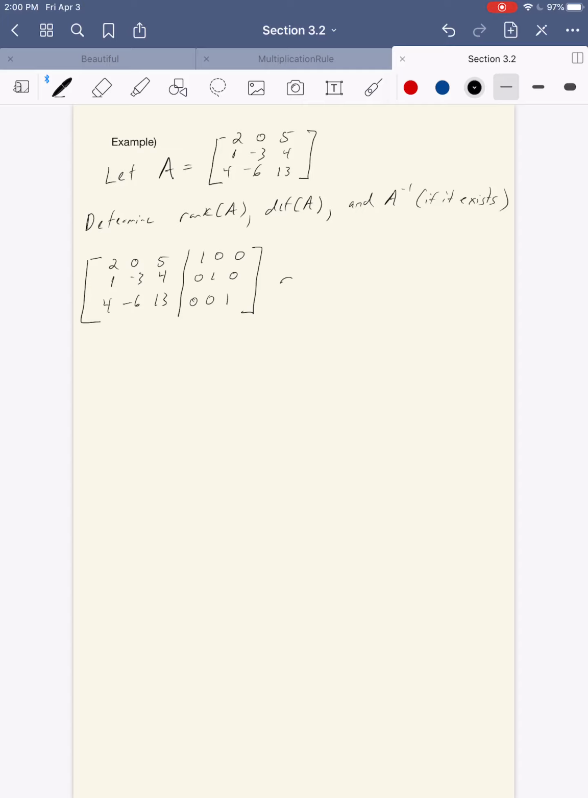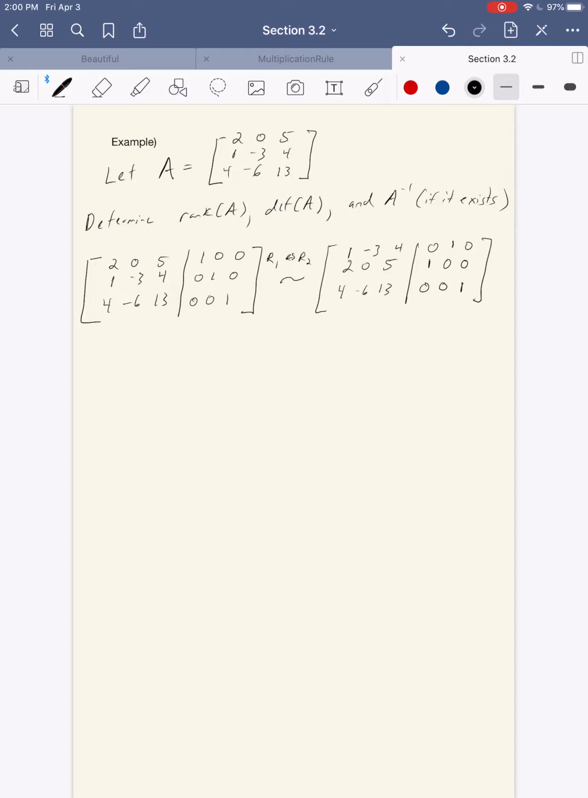So what would be a good beginning? Well, you could divide through that top row by 2, but that might make things a little bit messy. So maybe it's better to interchange row 1 and row 2. So let's go ahead and do that. So that's going to be 1, negative 3, 4, and then 0, 1, 0. Then 2, 0, 5, 1, 0, 0, and then of course the bottom, 4, negative 6, 13, 0, 0, 1.